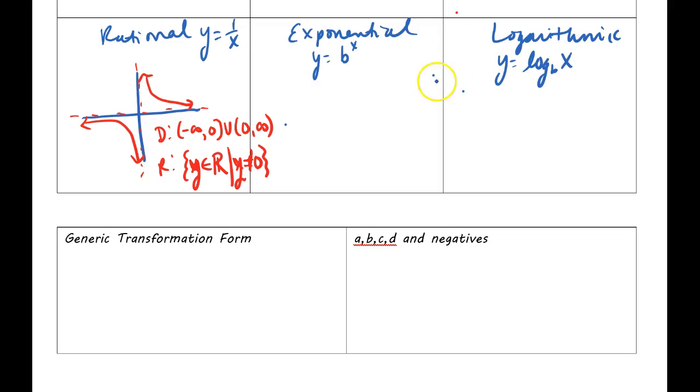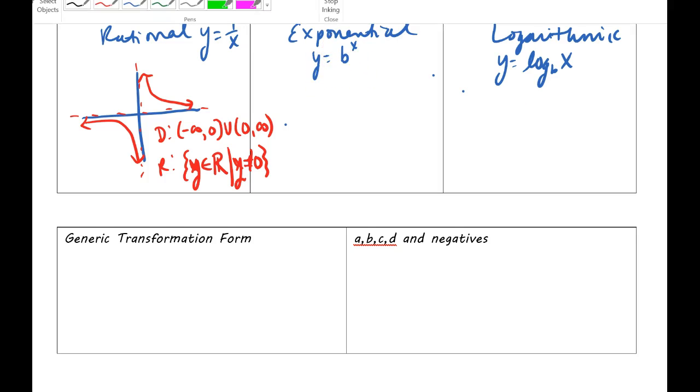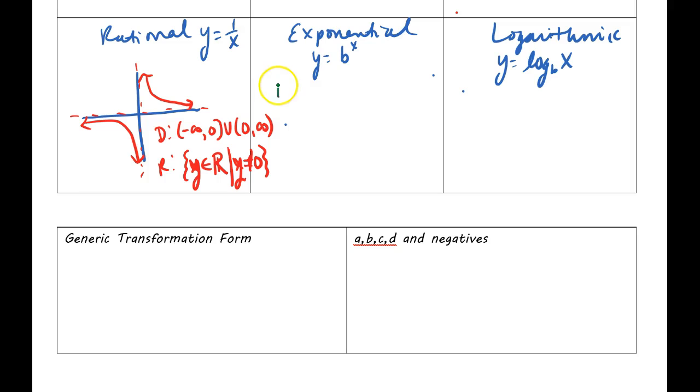And these two are inverses of each other as well, kind of like that thing I mentioned earlier. What you'll have to do though is really look at your b, because if the b is greater than 1 or if the b is less than 1, you're going to have two different graphs, okay?